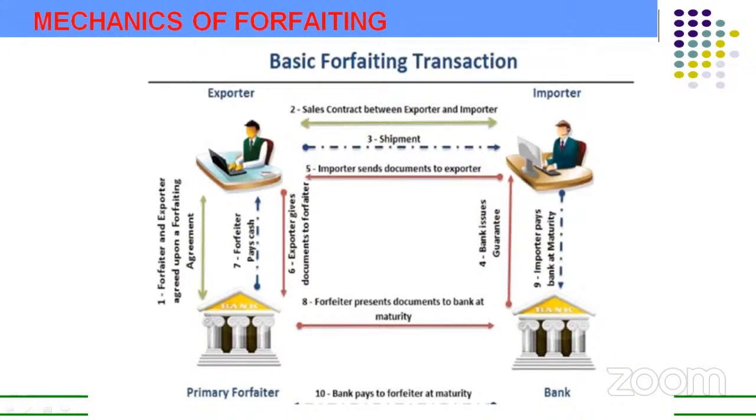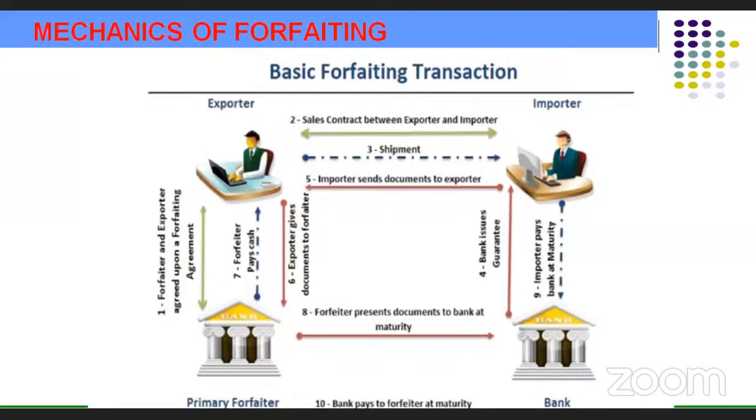But in forfeiting, 100 percent means the total amount is settled at the time of giving the instrument. That benefit we have in forfeiting. Only the forfeiting company will charge a discount. That's it. Right. Next one.